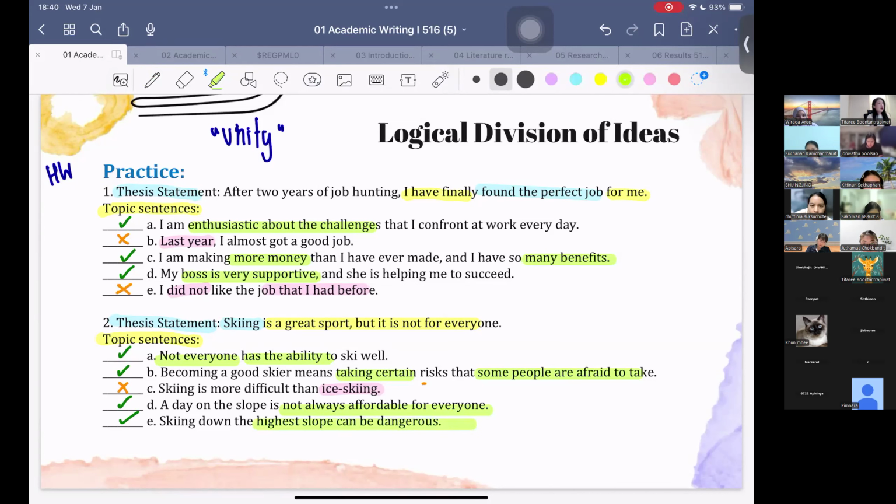So here we go. This is the answer for number 1 and 2. Does anybody have any questions?